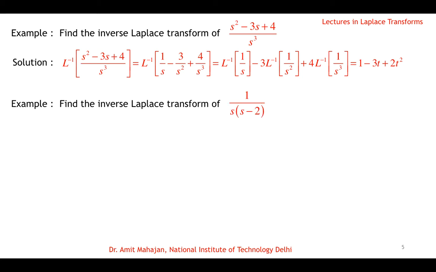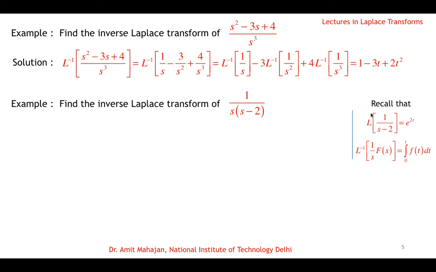Take another example, say the Laplace inverse of 1 over s(s minus 2). Here we have s in the denominator, so it is like a division by s: 1 by s times 1 by s minus 2. So we can apply the rule of division by s. If we know the Laplace inverse of 1 over s minus 2, then the division by s property can be applied. And we know the Laplace inverse of 1 by s minus 2 is e power at, where a is 2 here, so e power 2t.